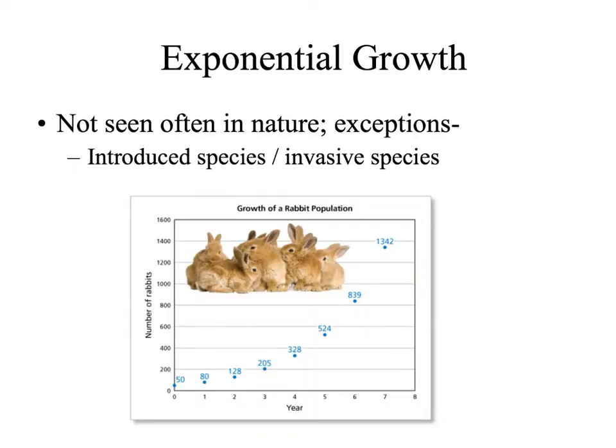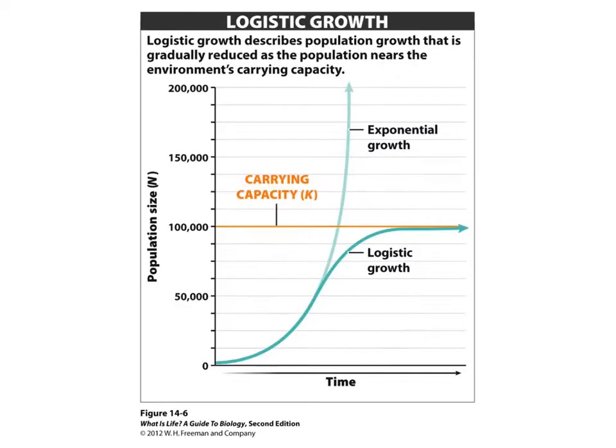Introduced species, or invasive species, will also increase exponentially, at least for a time. A good example of this was rabbits when they were introduced into a new population. They bred rapidly and their population skyrocketed at an exponential rate. As we mentioned before, exponential growth cannot continue forever.